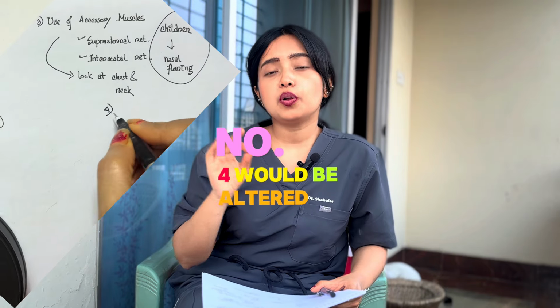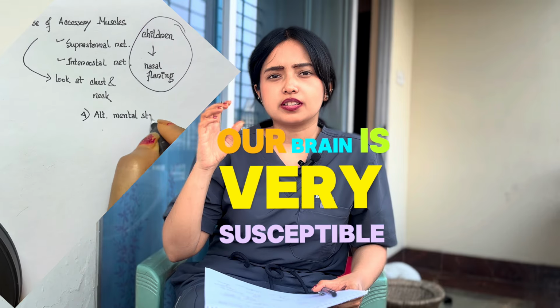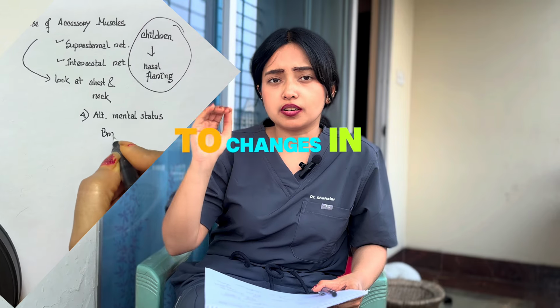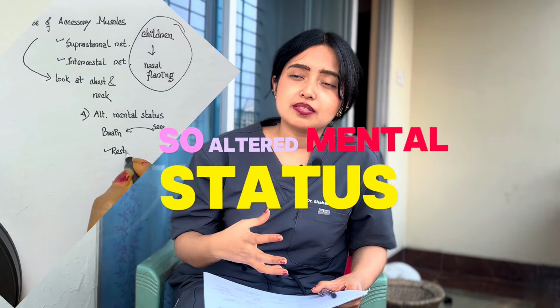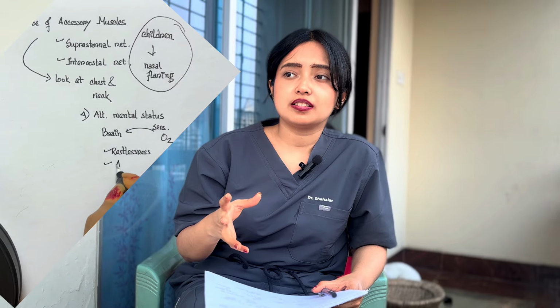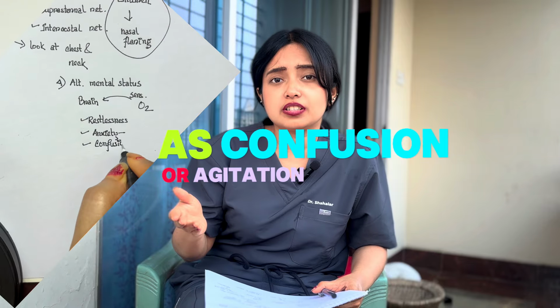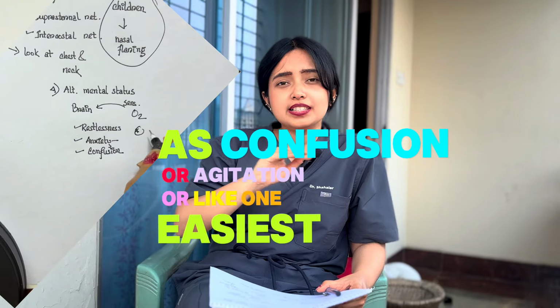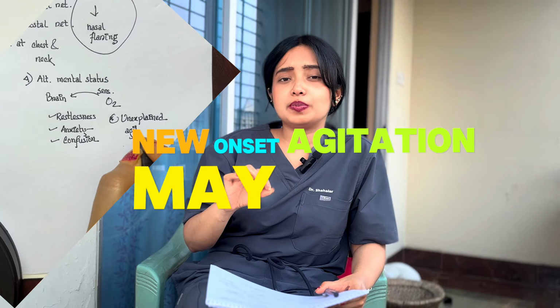Number 4 would be altered mental status. As we all know, our brain is very susceptible to changes in oxygen saturation. So altered mental status, which may present as confusion or agitation, or one easy way to remember is new onset agitation may be an early sign of hypoxia.